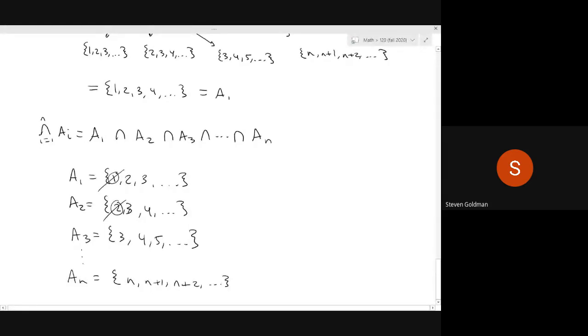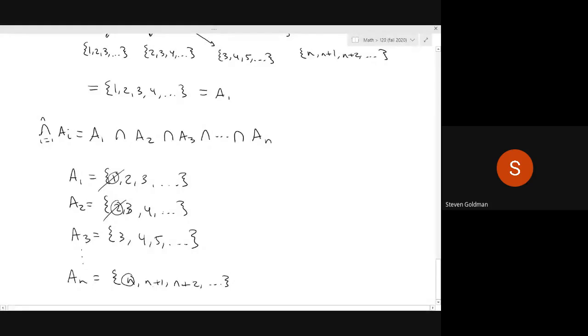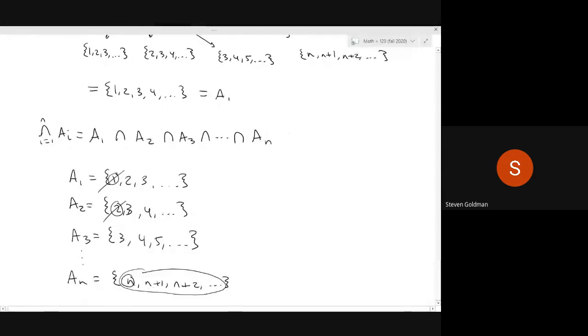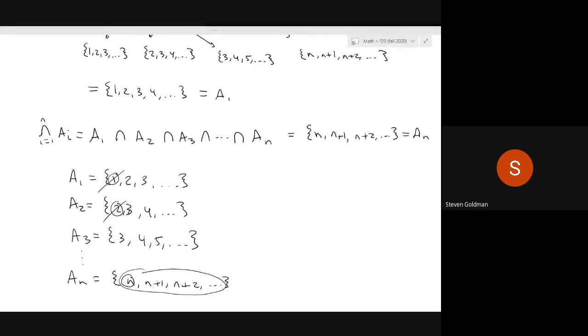Does the number n, whatever n is, appear in A sub 3? It does, right? n is some number greater than 1. So it appears in A sub 3, it appears in A sub 2, and A sub 1. So n plus 1, n plus 2, everything after n appears in A sub n, and everything before it. So only these elements in A sub n appear in every set. So the intersection is going to be n plus 1, n plus 2, etc. So the intersection is A sub n. Those are the elements that will appear in every set.